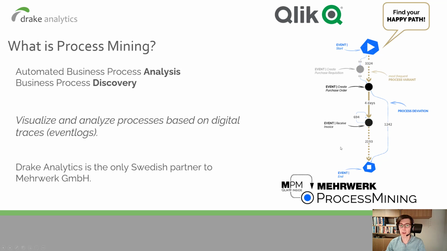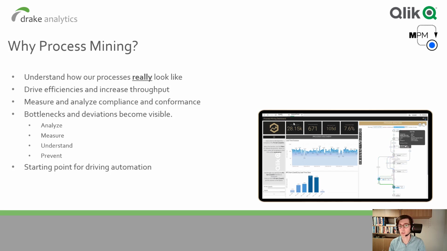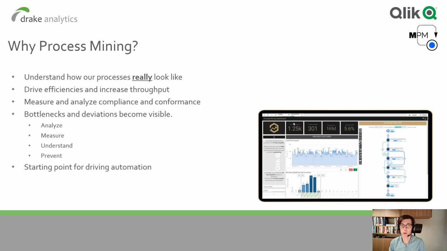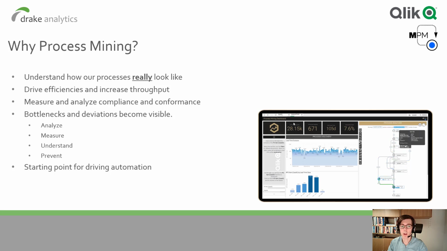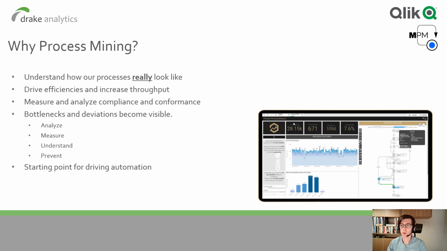Process mining is about taking the digital traces in our IT systems and making sense of all of this. We do this in order to understand how our processes really look, so we can drive efficiencies and increase throughput. We also get the chance to measure and analyze compliance and conformance, and we can analyze, measure and understand bottlenecks and deviations, and make them visible. Process mining is also a great starting point for driving automation, and we will take a deeper look at that in a live demo shortly.